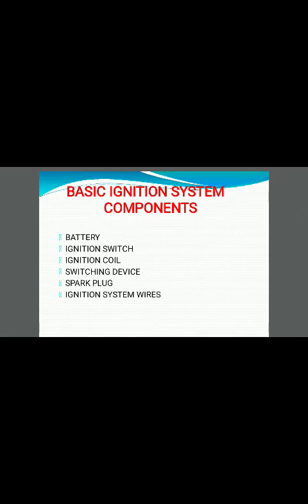Now we are discussing the basic ignition system components. The ignition system in an automobile IC engine basically includes the battery, ignition switch, ignition coil, switching device, spark plug, and ignition system wires. These are the components of an ignition system.